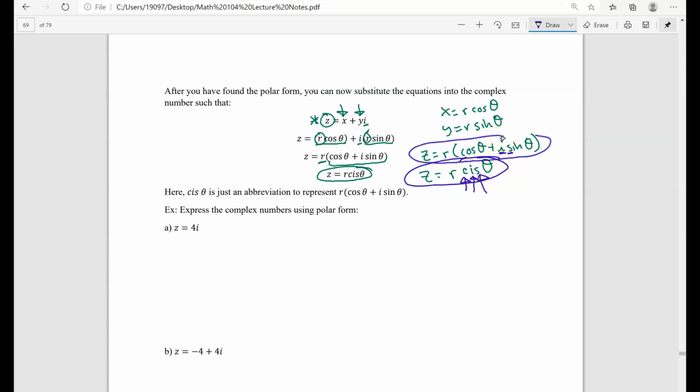Now, keep in mind that in WebAssign, if it does not accept it as cis, it might accept it the long way. So just keep that in mind when you're doing problems like this. In the next video, what we're going to do is a couple problems using these formulas.